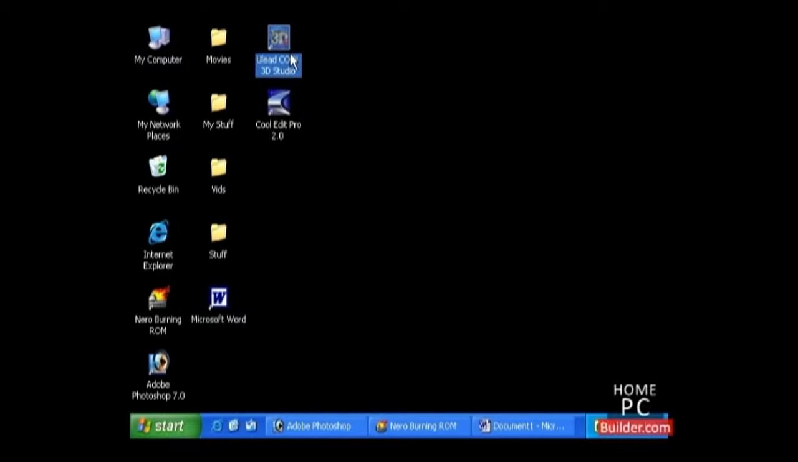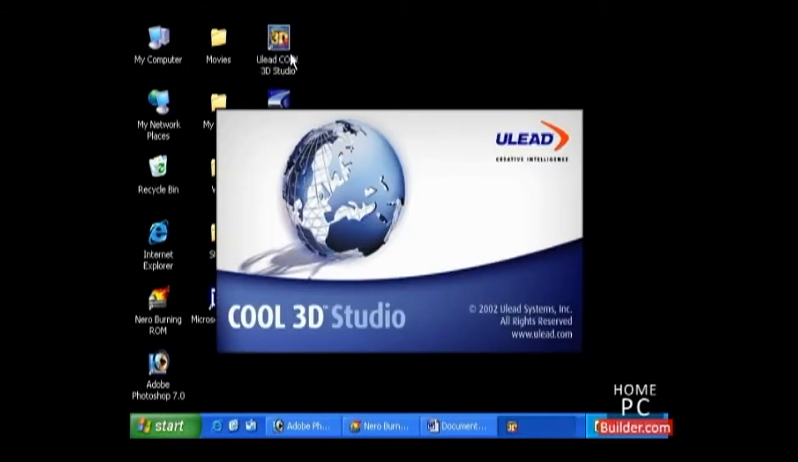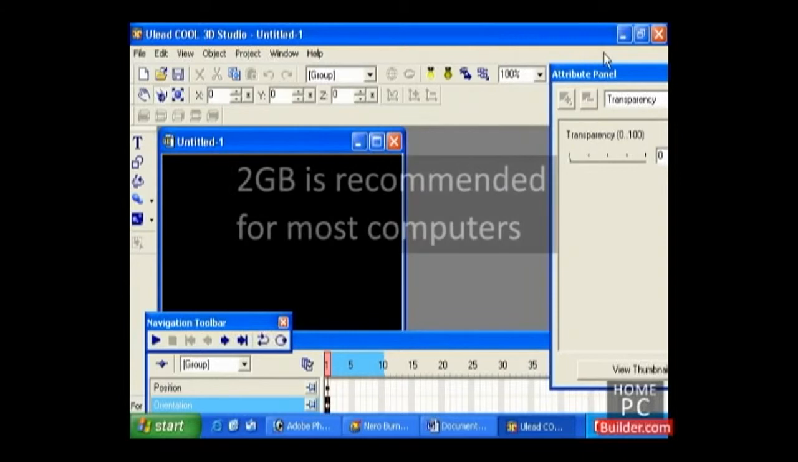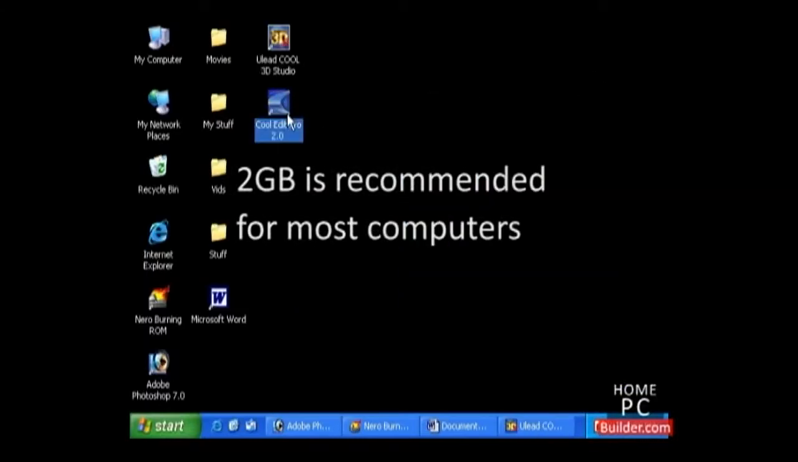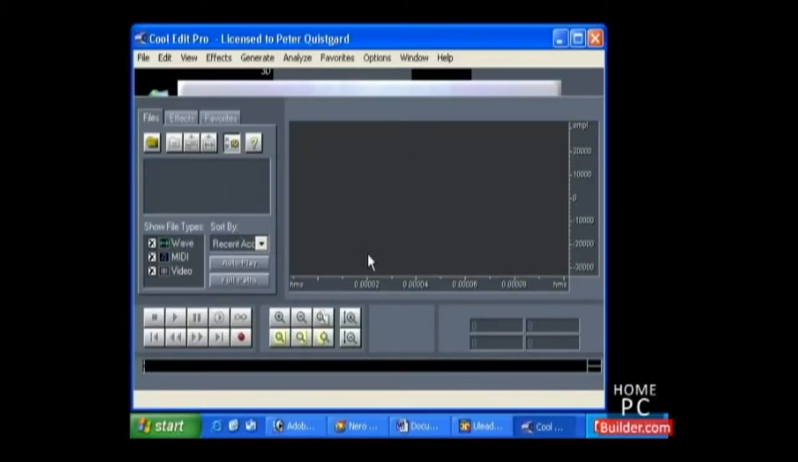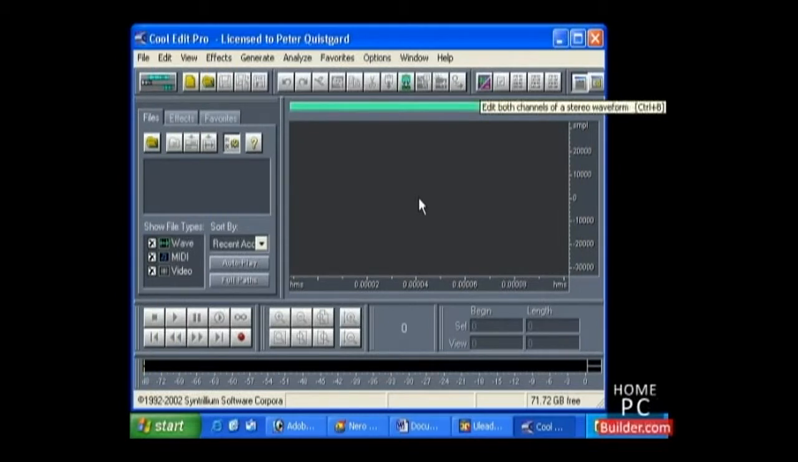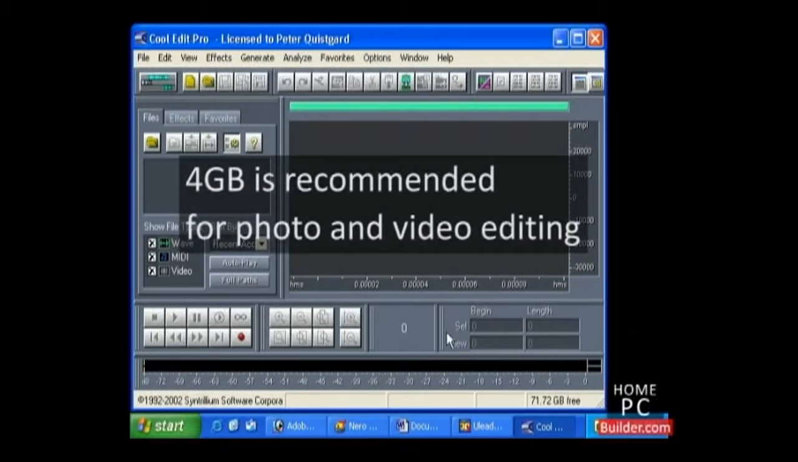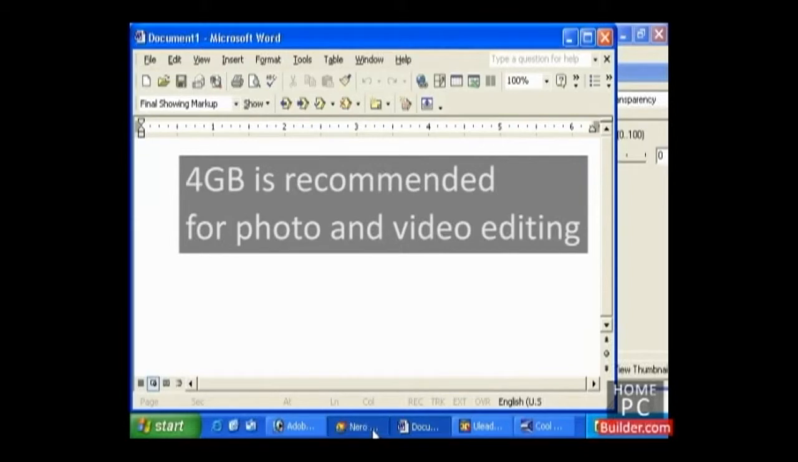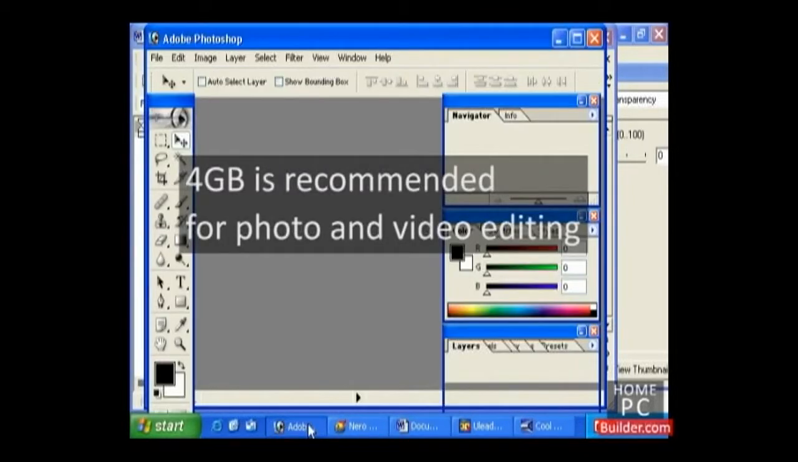The more memory your computer has, the more programs and files can be opened at once. For most computers, 2 GB is more than enough. If you plan to do a lot of picture or video editing, you should consider getting 4 GB or more of RAM, since these types of applications take up more memory than typical programs.